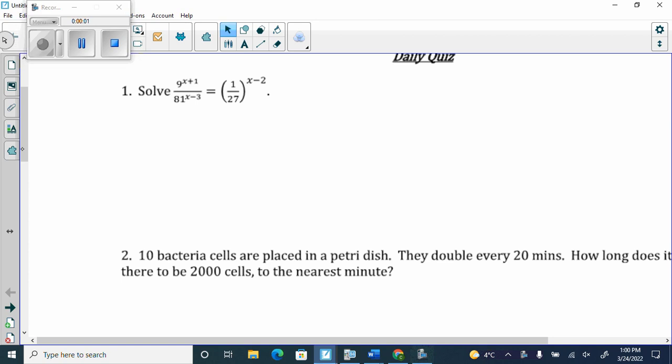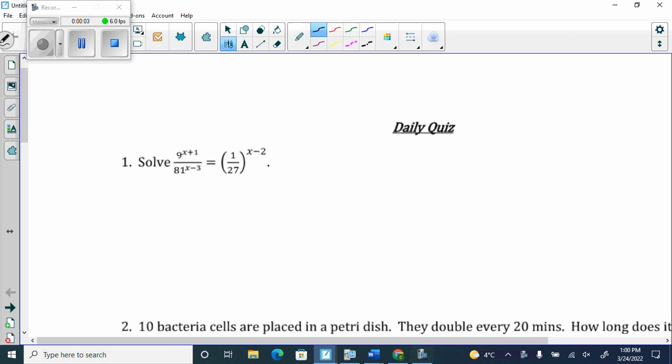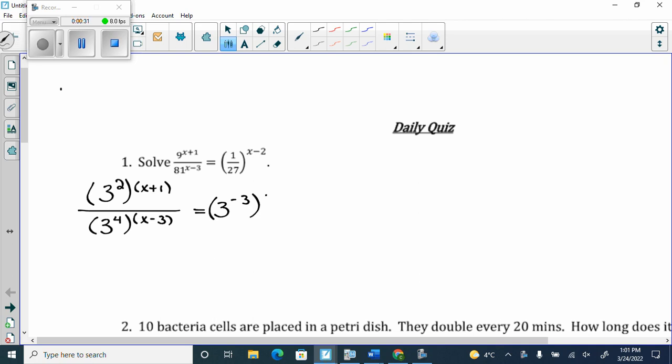3. So 9 is 3 squared, and then x plus 1. 81 is 3 to the 4, x minus 3. 27 is 3 to the 3. So 1 over 27 is 3 to the negative 3, x minus 2. Then we do some distributing.